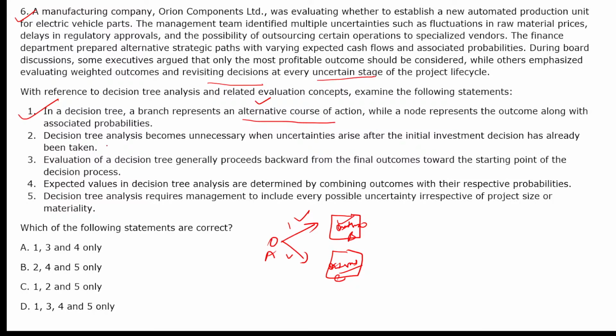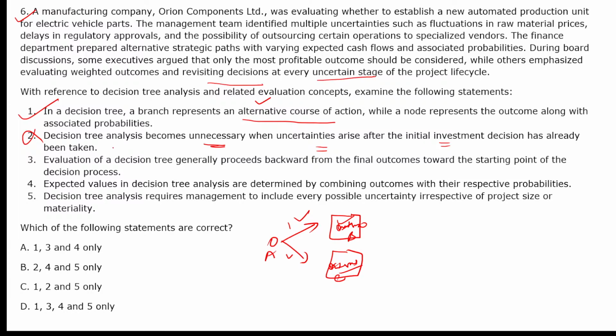Decision tree analysis becomes unnecessary when uncertainties arise after the initial investment decision has already taken place. Am I not allowed to change my answer if there is a change in scenario? Of course, I can change my answer. So this is wrong. Decision tree becomes more relevant.